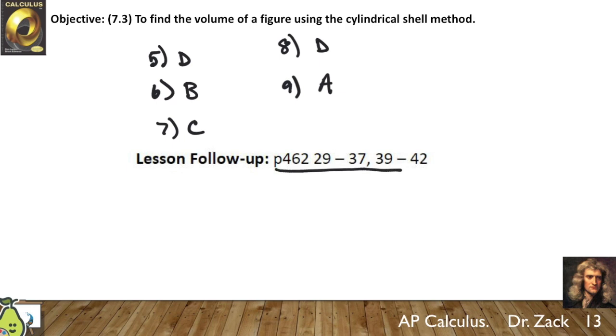Now for your lesson follow-up, look at page 462 and give this problem set a good try.